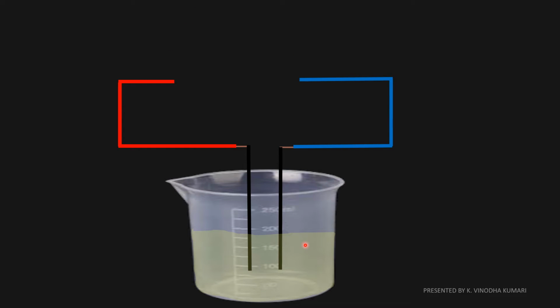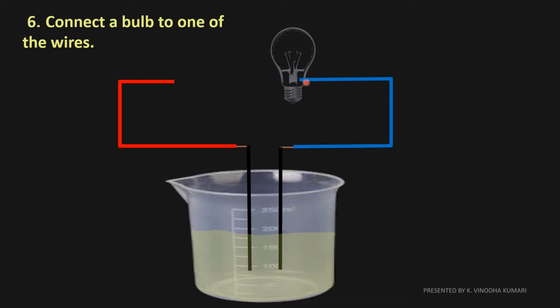The first solution we have taken is HCl. This is the HCl which is in the beaker. Now we'll connect a bulb to one of the wires. We have to take a bulb and connect it to one of them, either here or here. Right, here we are connecting it.